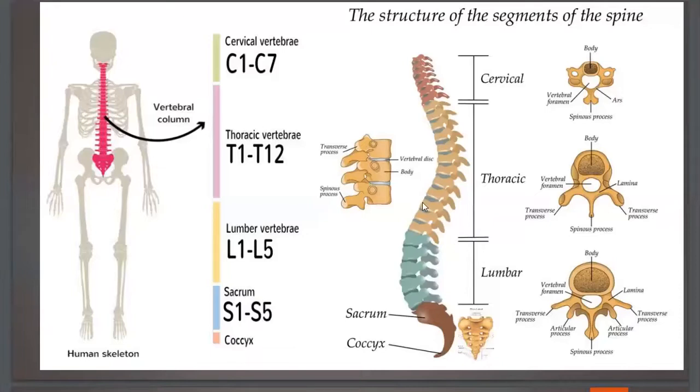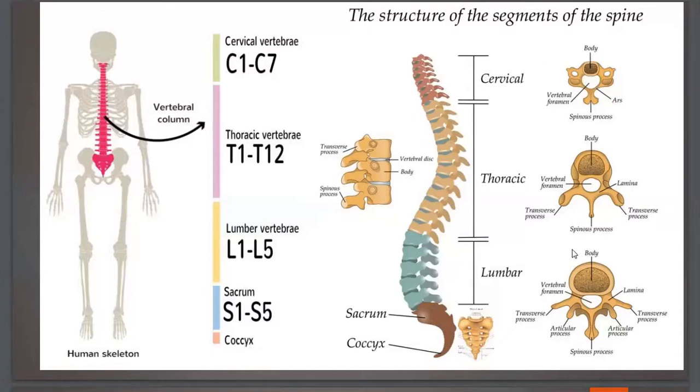If you see the complete vertebral column, we have 7 cervical vertebrae, which are numbered C1 to C7. We have 12 thoracic vertebrae, numbered T1 to T12. We have 5 lumbar vertebrae, numbered L1 to L5. And we have 5 sacral vertebrae, which have fused to form one single sacrum bone. At the tip of the sacrum, we have the coccyx. So this is our vertebral column.